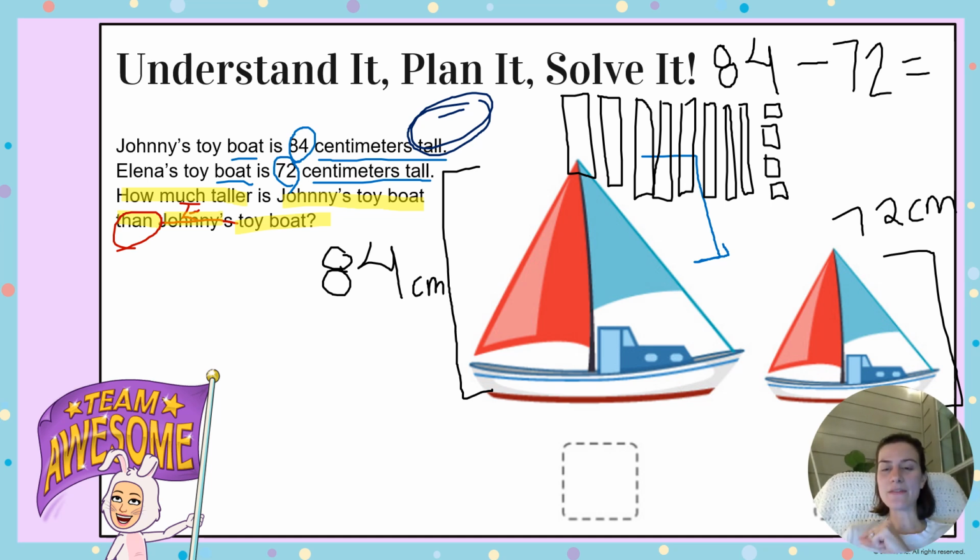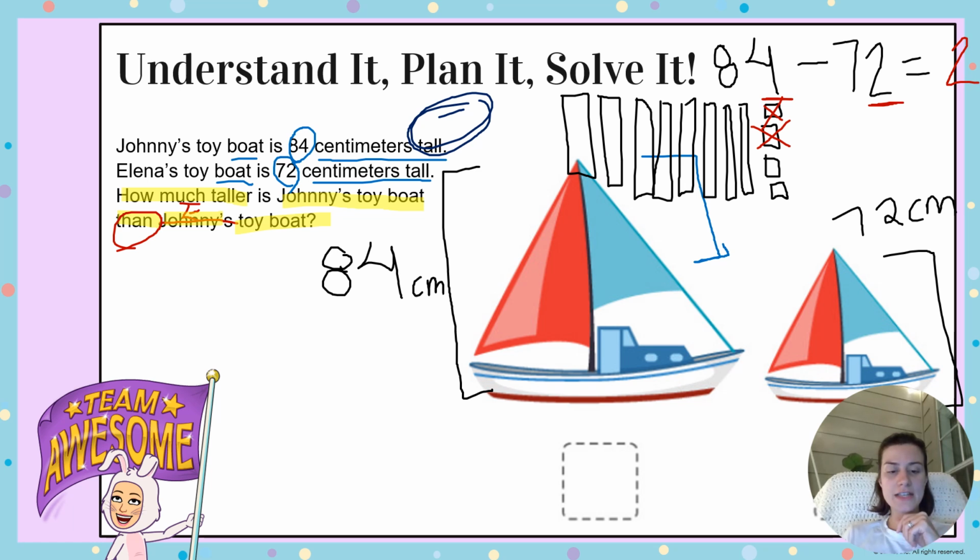I'm taking away 72 from 84. Let's look at our ones place. I have a 2 in the ones place for the number 72, a 4 in the ones place for the number 84. I need to take away 2 ones from 4 ones. So let's do that now. Scratch out 2 ones. 1 one, 2 ones. So now how many ones do I have left over? Let's count. 1 one, 2 ones.